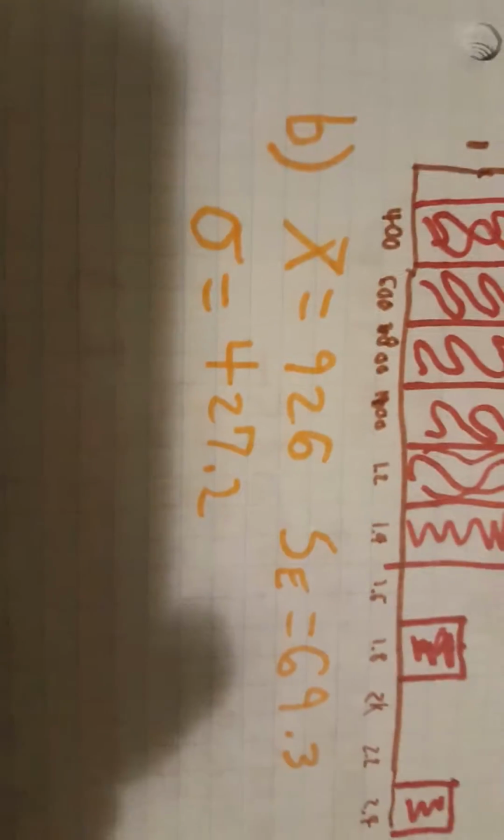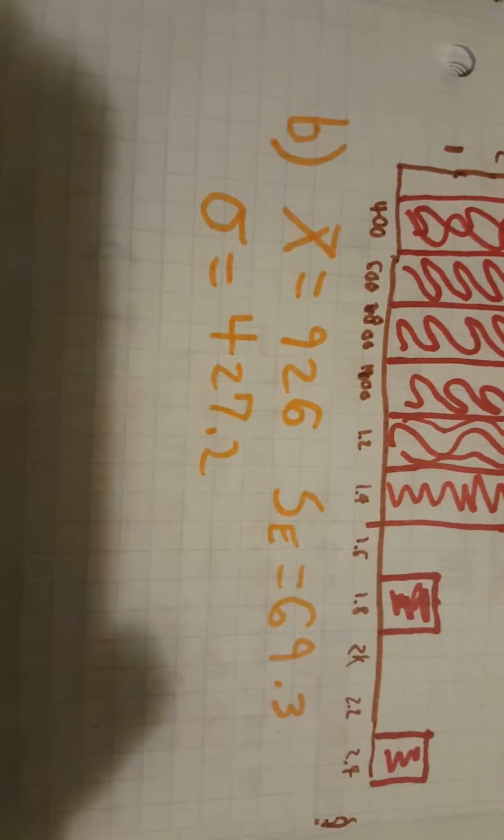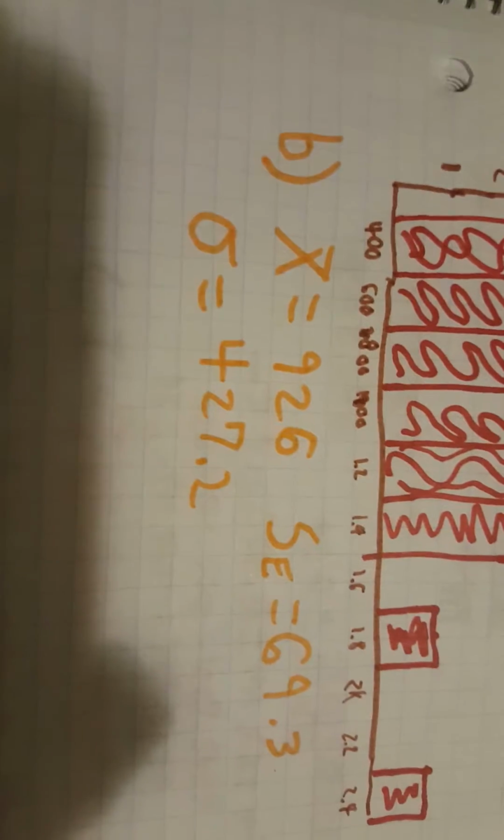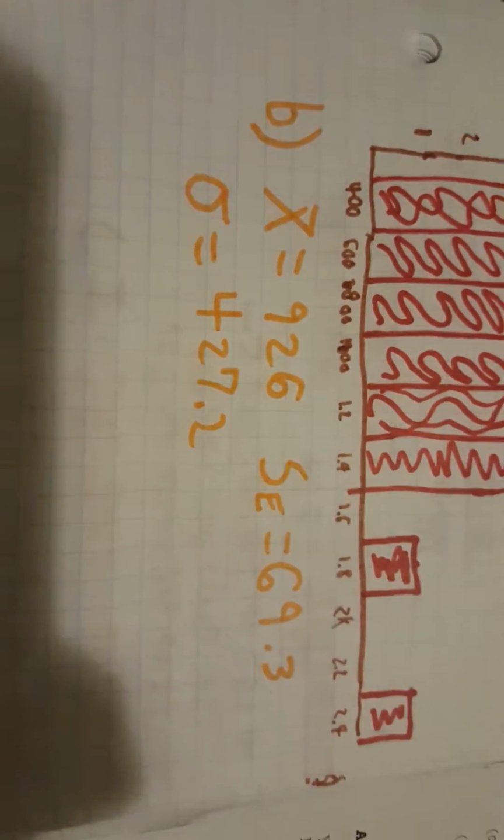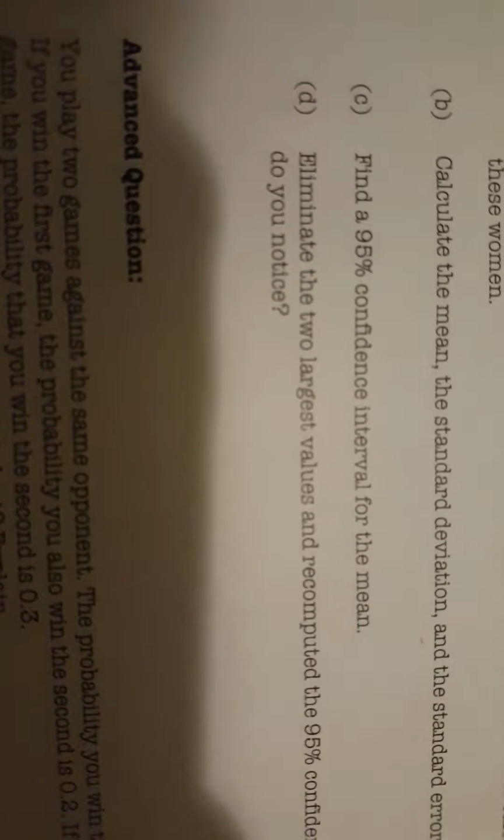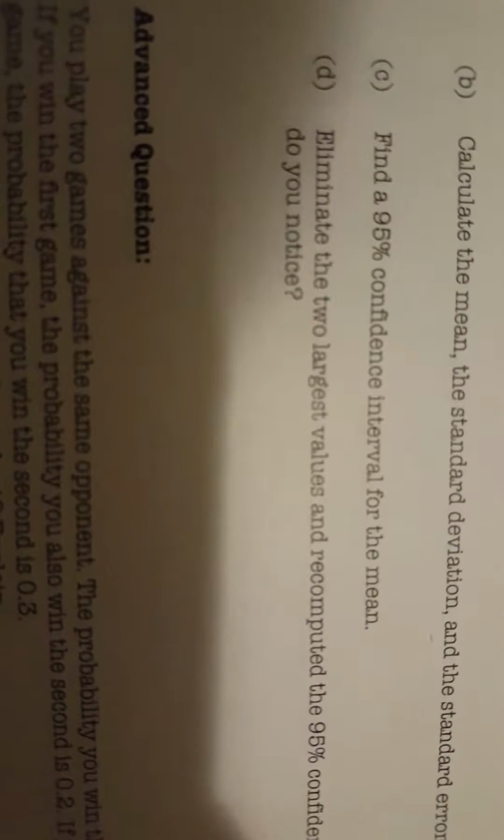Part B asks us to calculate the mean, the standard deviation, and the standard error. I found the mean to be 926, the standard deviation to be 427.2, and the standard error to be 69.3. Part C asks us to find a 95% confidence interval for the mean.